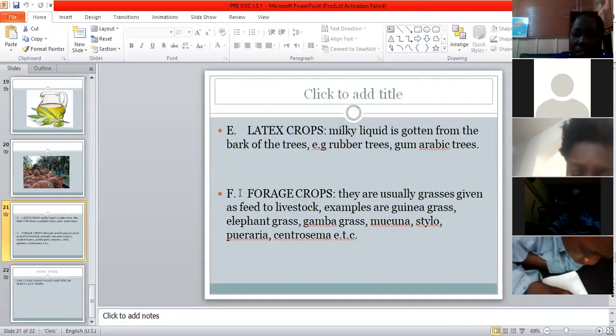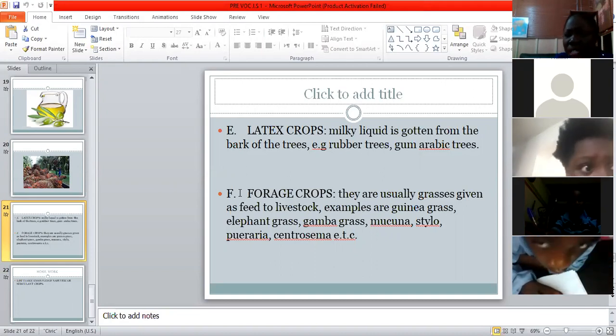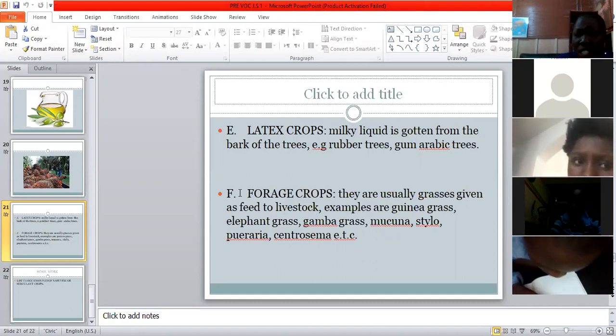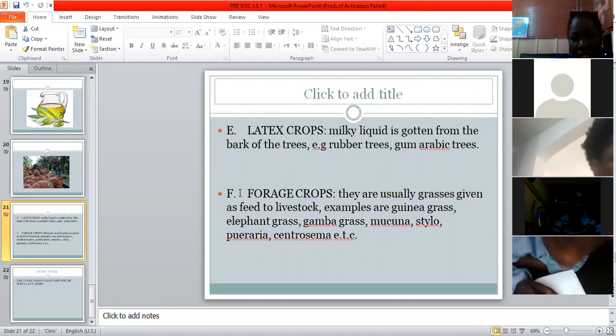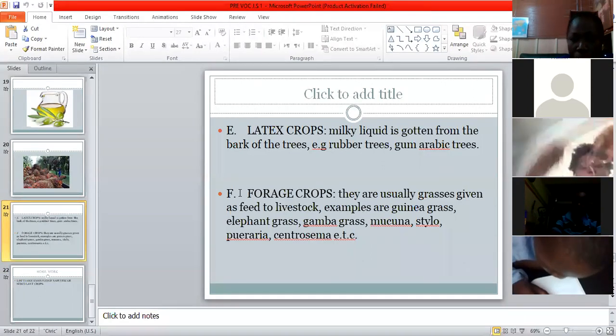You feed them with grasses or you feed them with forages. You must not give grasses alone to them. You have to bring in legume. Legumes are proteinous. Grasses will just give them carbohydrates. So that is why animal farmers usually combine grasses and legumes together as feed for their animals. So the legumes substitute protein while the grasses give them carbohydrates.